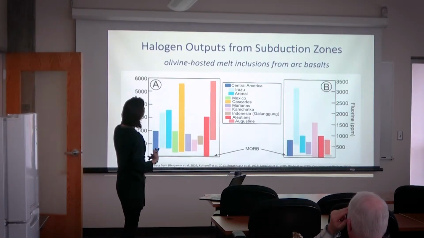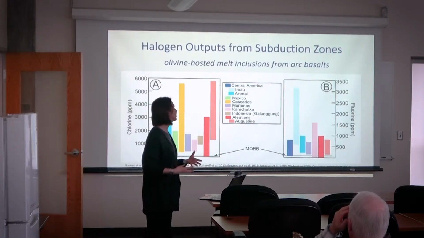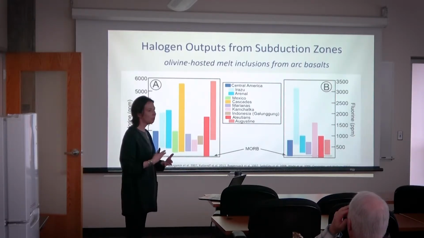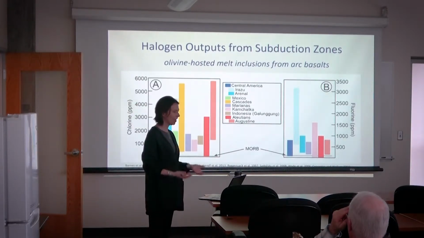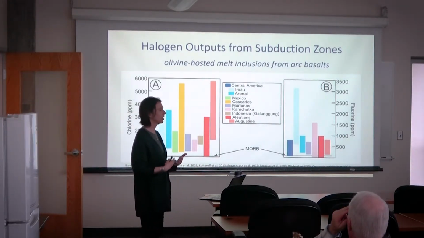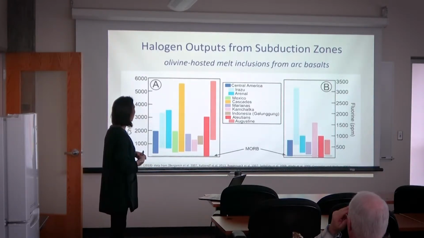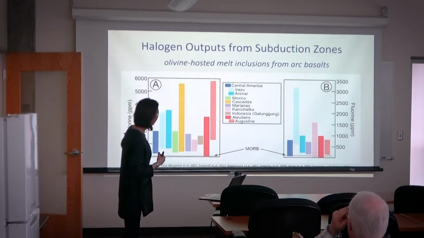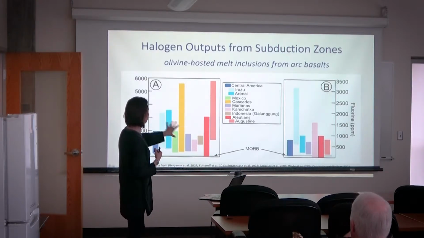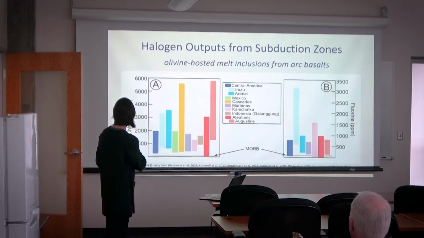And then the next little bit is looking at what halogen outputs are from subduction zones. Most of this is done by gas data, so measuring volcanic gases like HCl and HF coming out of active volcanoes. But folks have also looked at halogens in olivine-hosted melt inclusions from arc basalt. So this is a compilation of a lot of data from other folks. This is not my data. I made a compilation.